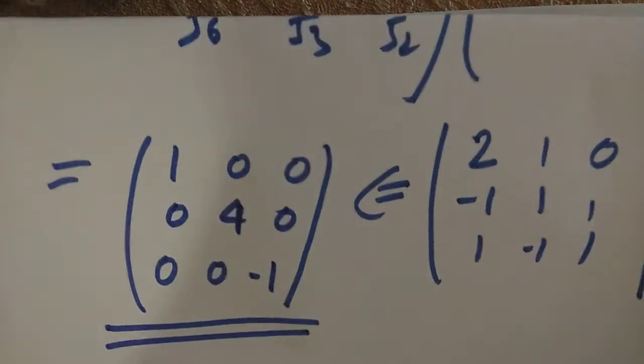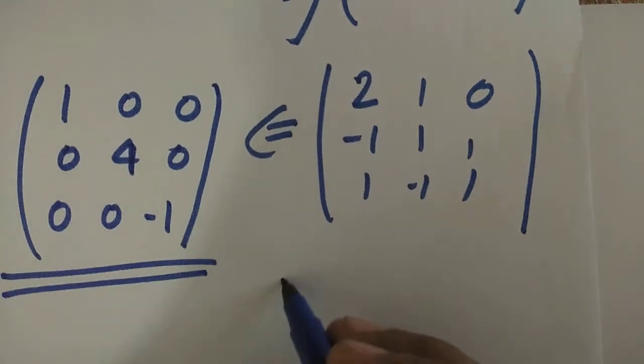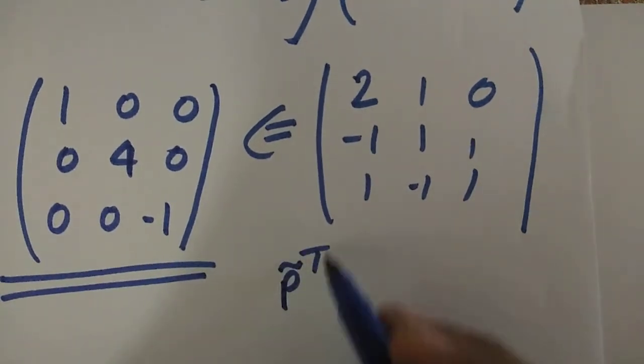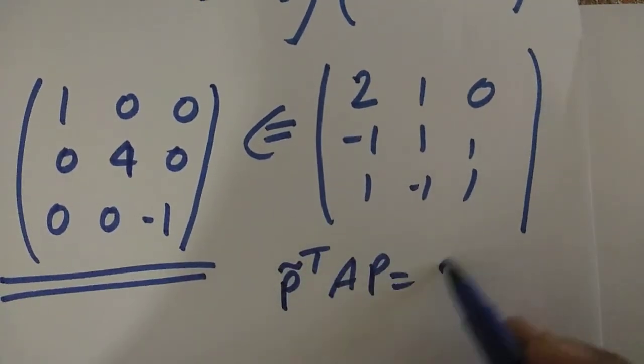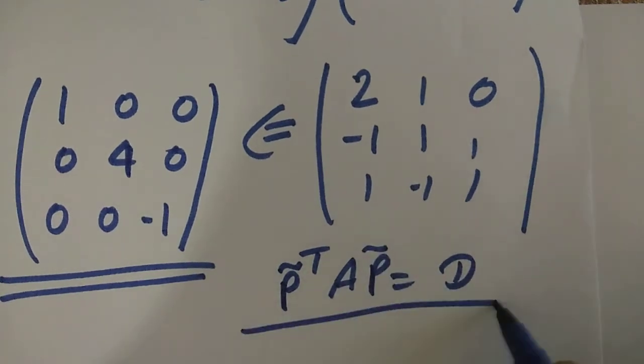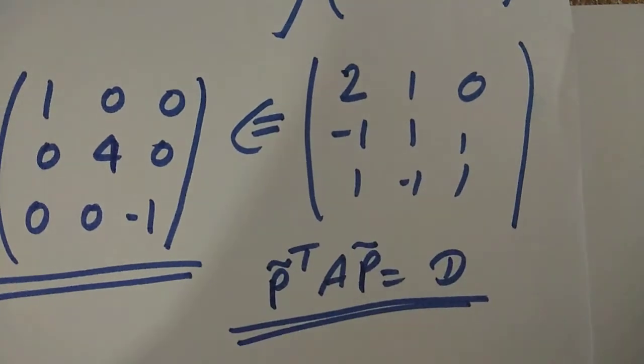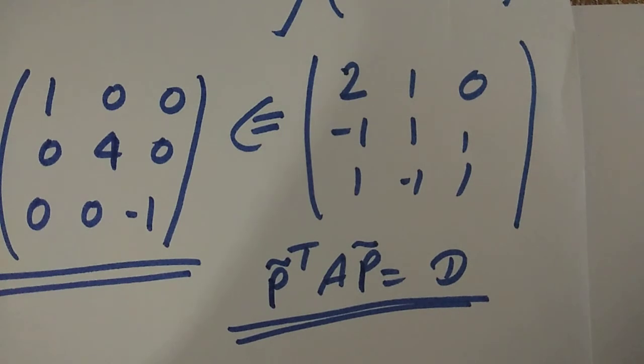So for the orthogonal transformation, P bar transpose A P bar equals D, where P bar is the orthogonal matrix. Orthogonal means the rows and columns are orthogonal unit vectors.